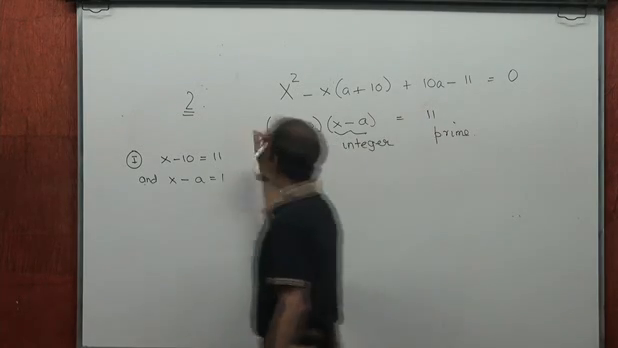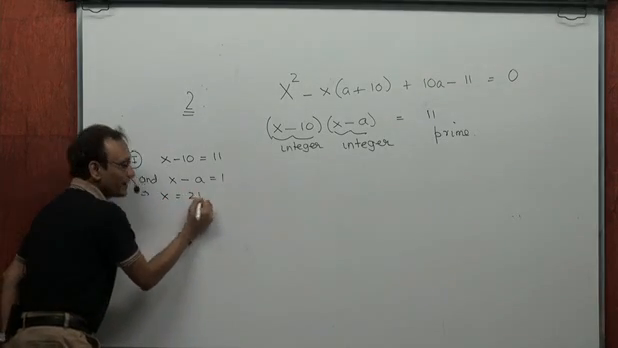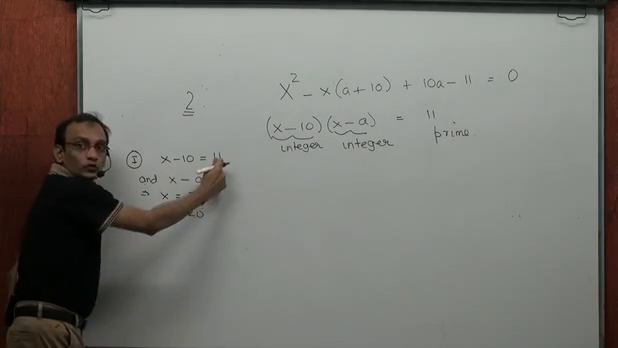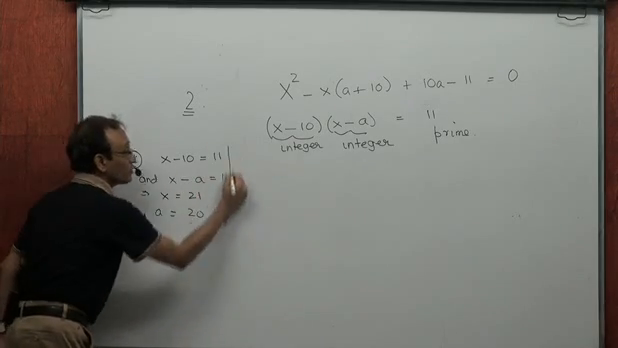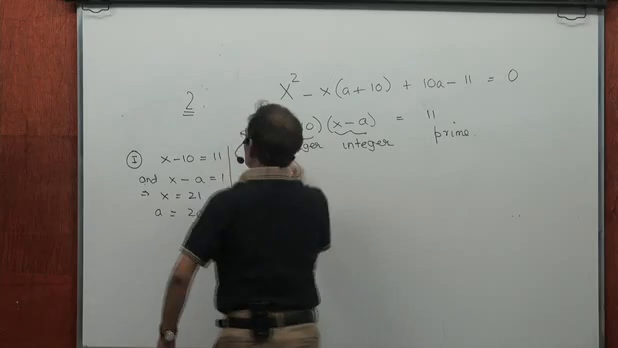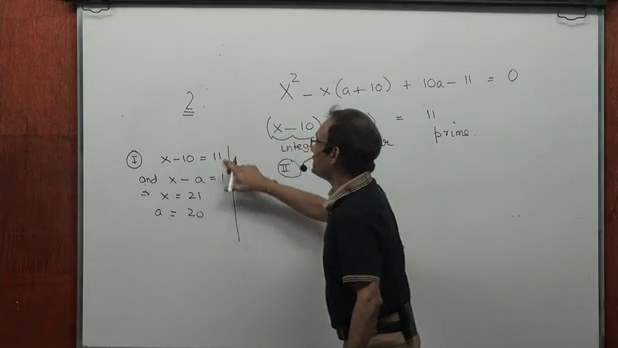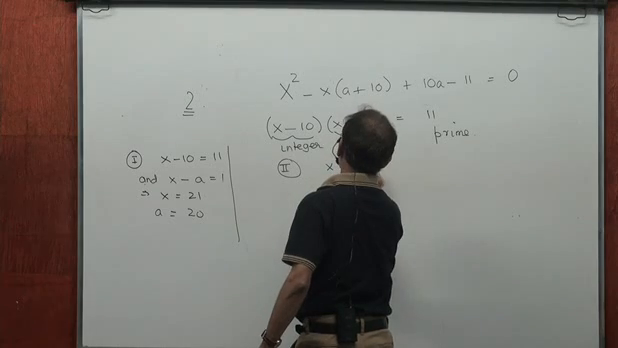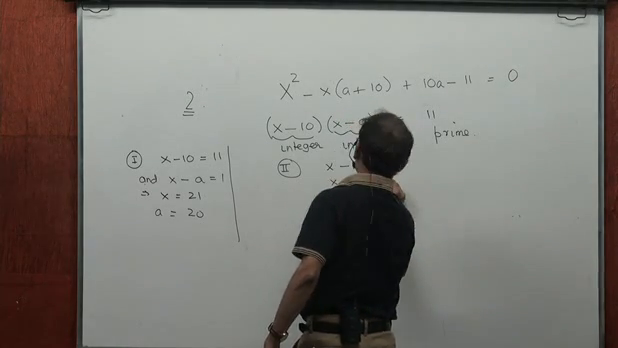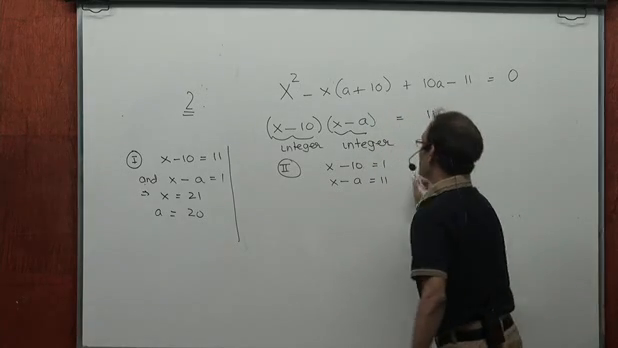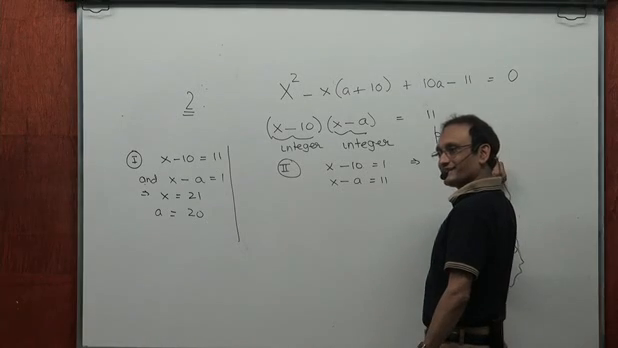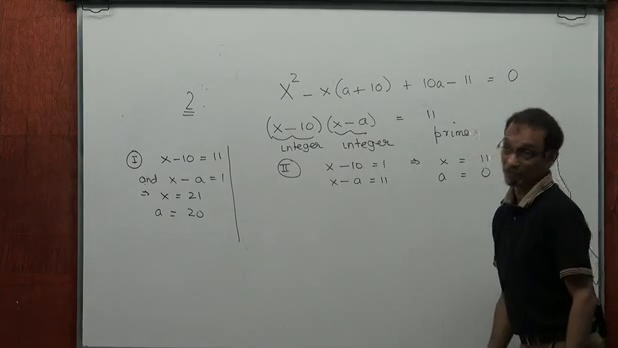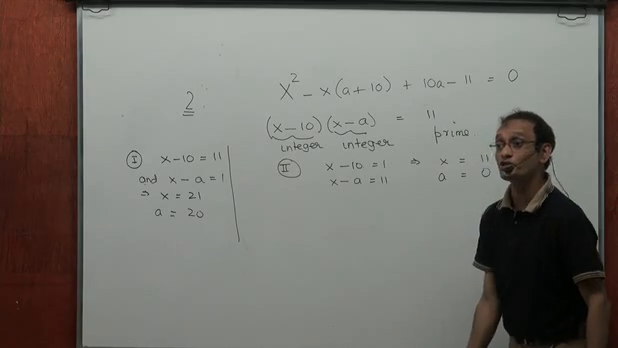This gives me x equal to 21 and a equal to 20. That's one possibility. Possibility 2: just reverse the roles. x minus 10 is 1 and x minus a is 11. That's the next possibility, which leads us to x equal to 11, and when x is 11, a is 0. That's another possibility. I have not yet exhausted all possibilities.